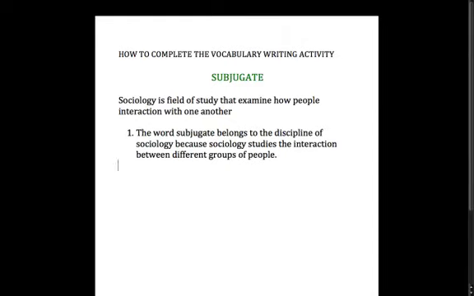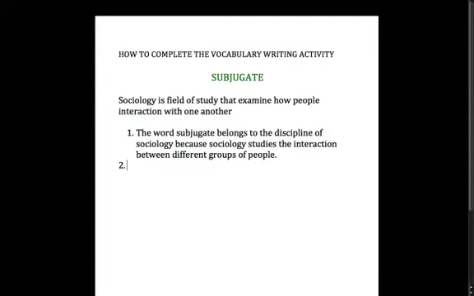I also want to make sure that this sounds correct, so one of the things I do is reread it out loud so I make sure it makes sense. So the word subjugate belongs to the discipline of sociology because sociology studies the interaction between different groups of people. Okay, that sounds okay. So the next sentence I have to write has to do with identifying what part of speech the word subjugate belongs to. And subjugate is an action because really it means to bring another person or group under control. So this is really an action that someone would take, like Columbus.